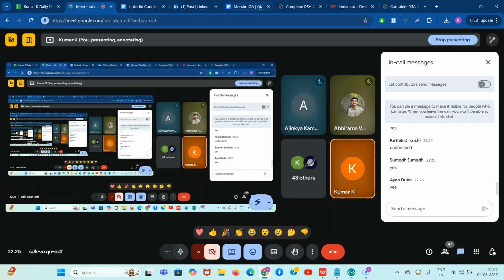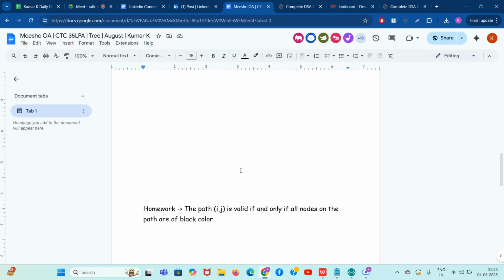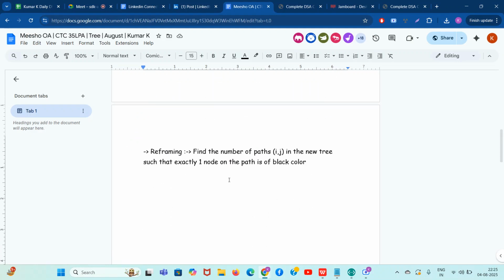Okay. So there is some problem in our life. Like there is not an actual problem. The problem is that the question is this: we want to know the paths so that exactly one node on the path is of black color. Exactly one node on the path is black color. Things are clear in my head. It must be clear in other people's heads also. You need to go very deep. To become successful, you need to go very deep. So you need to find the number of paths (i, j) in the tree such that exactly one node on the path is of black color. So what to do, how to do?